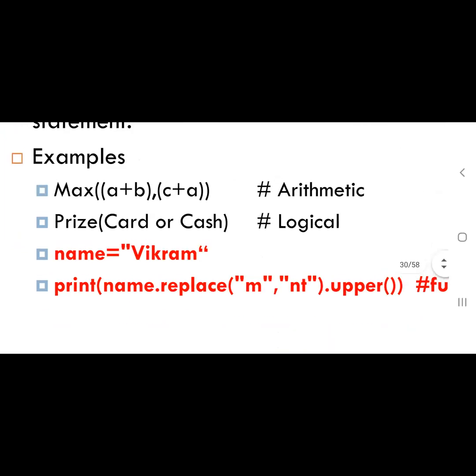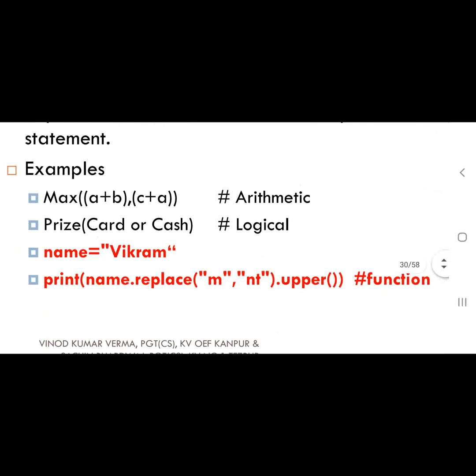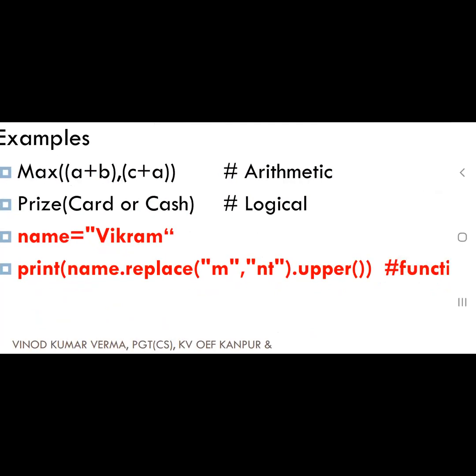You can see another example mentioned in the red line. It is the best example to understand how to write multiple statements in a single statement. You can see name equal to Vikram. It is a string variable. Then print name dot replace. The replace function we are going to see in the fourth chapter, but before that I will tell you, replace is one of the functions. This is a string function, an inbuilt function.